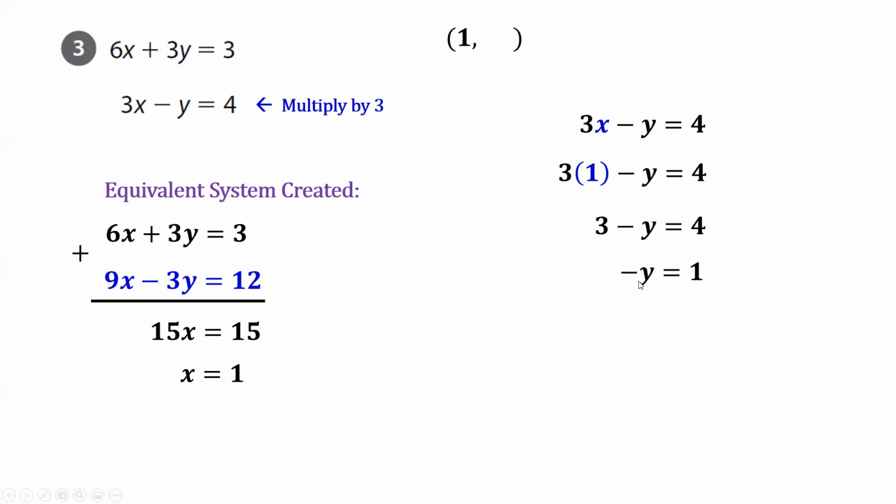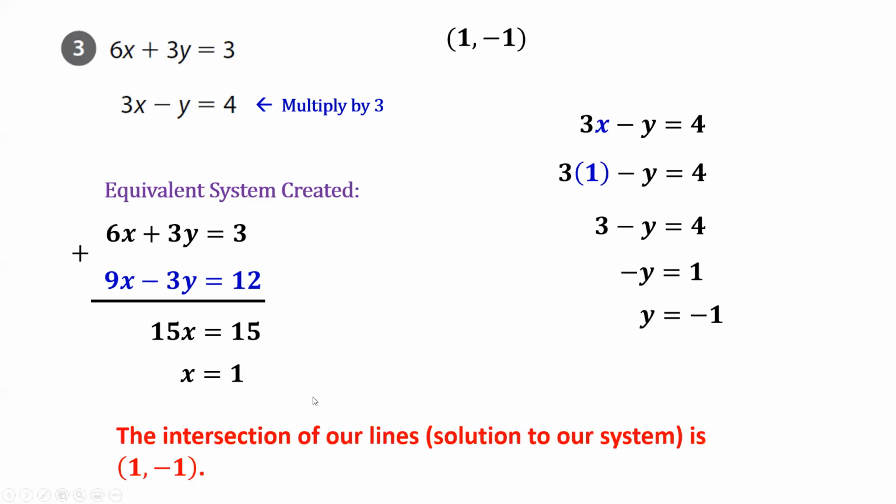And remember, this is a negative 1y. I don't want negative y. I want positive y, so I need to get rid of that negative sign. The opposite of multiplying by negative 1 is to divide by negative 1. And 1 divided by negative 1 is a negative 1. So y equals negative 1. So we now know that the intersection of our lines, or the solution to our system, is 1, negative 1.